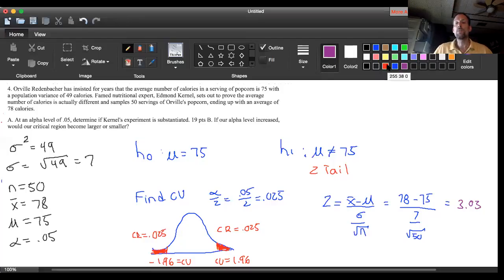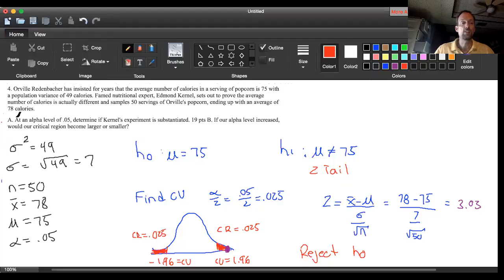Okay, so our Z value is going to end up coming out to be 3.03, and I'm going to map that on my curve, and that's going to be to the right of my critical value. So that's going to let me know that I can reject the null hypothesis because my test value landed in the critical region. So I'm going to say reject H0. Okay, so for a summary statement, I could say that it appears the number of calories in the popcorn is actually different than what Orville Redenbacher has been saying.